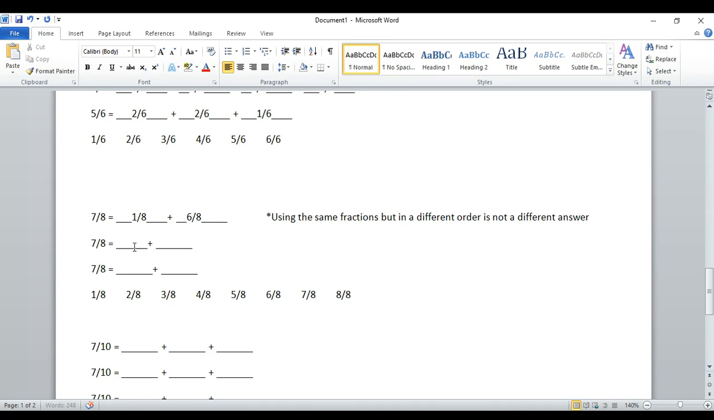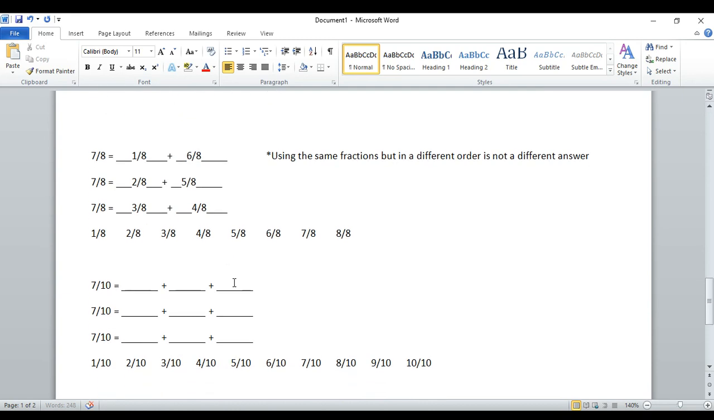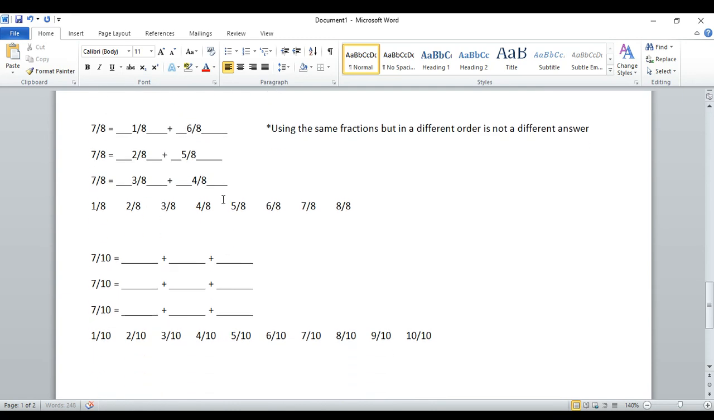But what you could do is say 2/8 and 5/8 because 2 plus 5 gives you 7. And here you could say 3/8 and what else? I hope you said 4/8 because 3 plus 4 is 7. And you'll be given these choices again at the bottom where you can click and drag them into the right spaces, and you can use them. You can use this or this multiple times.